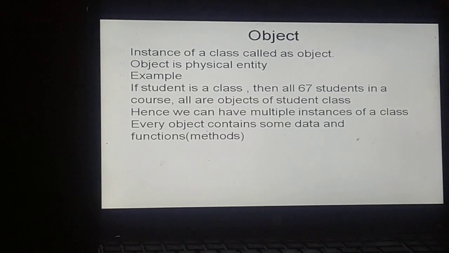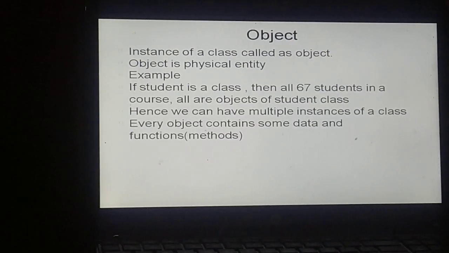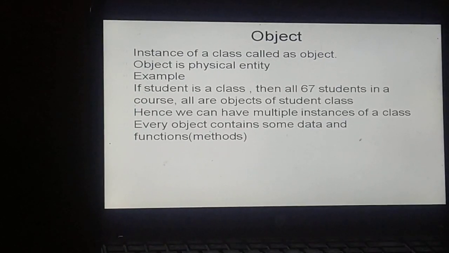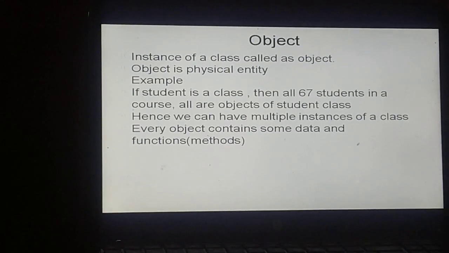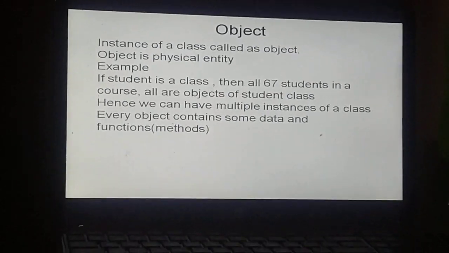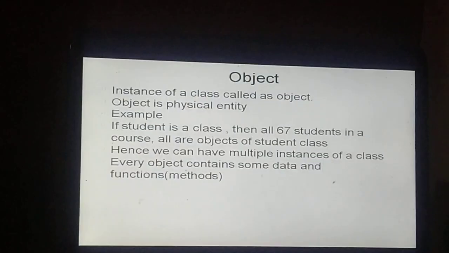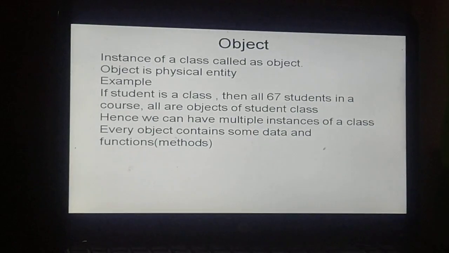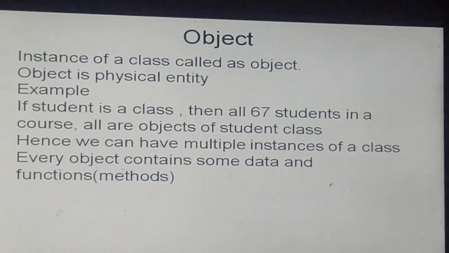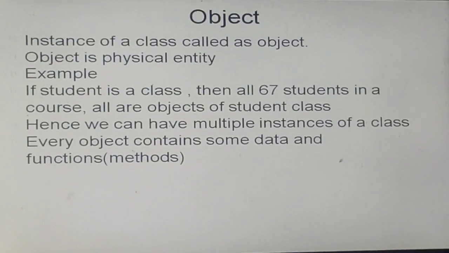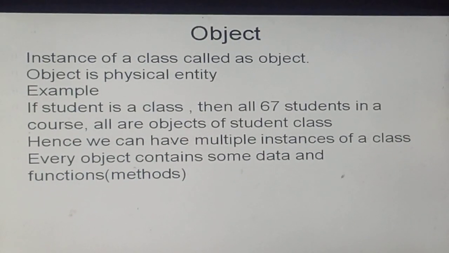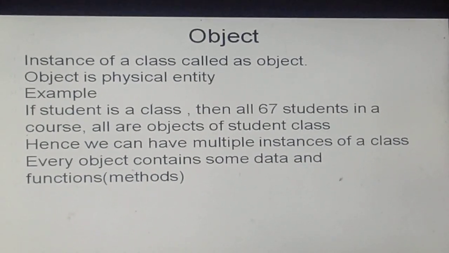For example, a telephone, book, computer, etc. can be an object, which means anything in this real world that has a unique identity is known as an object. We have taken one example. If a student is a class, then all 67 students in a course are the objects of the student class. If I've created a class student, and there are 67 students in a single course, all the 67 students are known as objects of that student class.